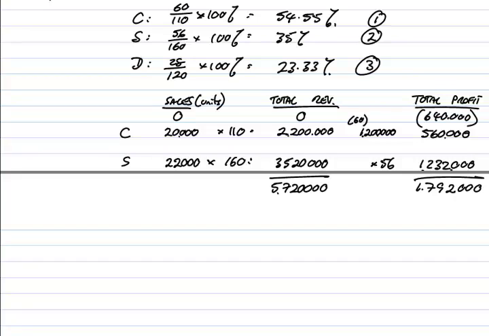And now we go to the next one. When we've sold all the S's, then we go to D, which was the lowest CS ratio. D, 26,000. The revenue at 120.